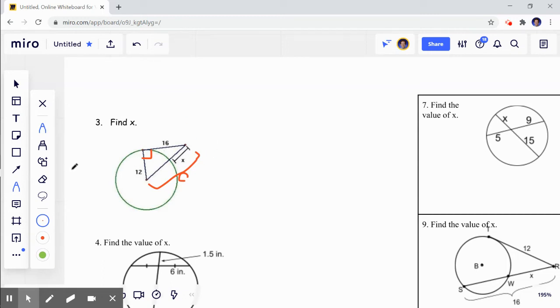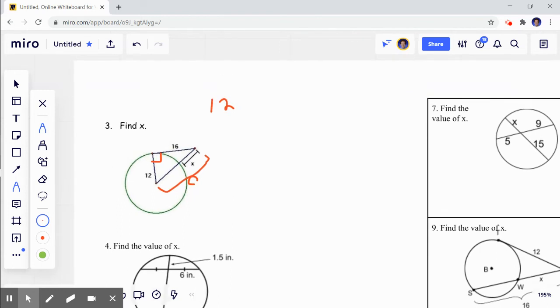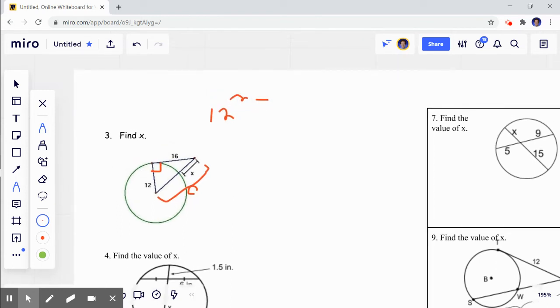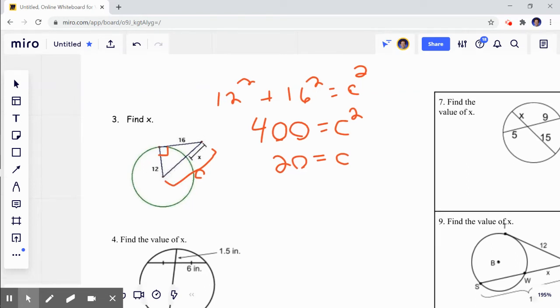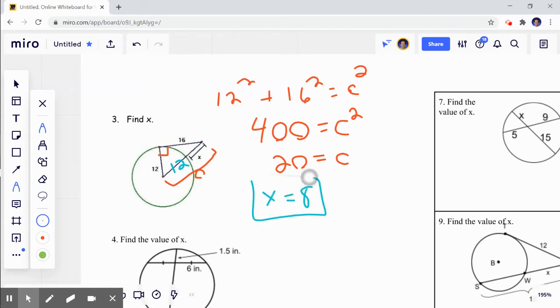So let's do that. So we'll solve Pythagorean theorem for this. 12 squared plus 16 squared equals C squared. So I'll write it out. Okay, so after doing Pythagorean theorem, we find the hypotenuse of that right triangle to be 20. Notice the radius is 12, and so all the radii on our circle are congruent. So this piece right here also has to be 12. Therefore, X has to be 20 minus 12, which we know is 8.